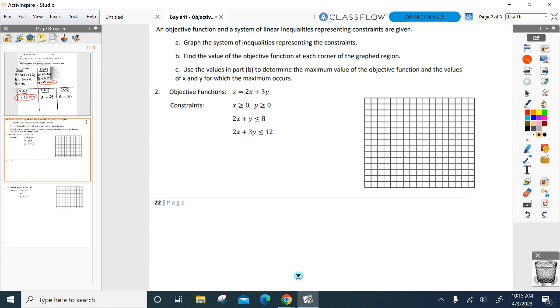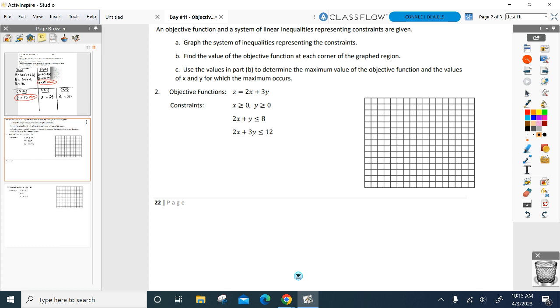So we see our objective function. That's to plug in. That's not to graph. We don't graph that. Now we have our inequalities that we're going to refer to as our constraints. That's what we are bound to, those 4 inequalities. So part A, graph the system of inequalities.